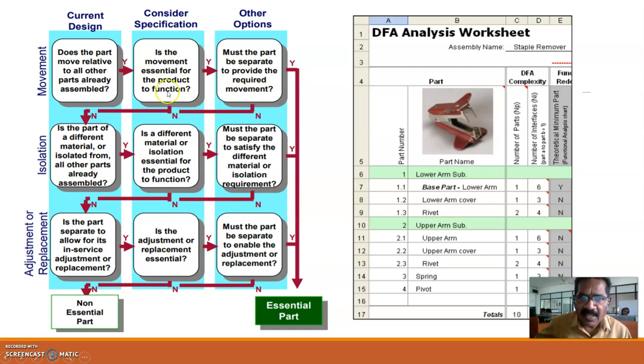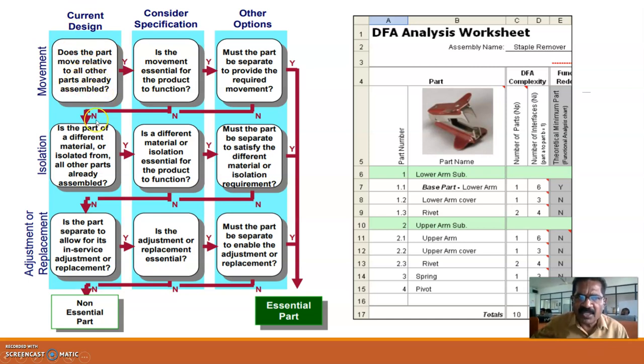So you critically question clearly whether this is required or not required, right? But suppose, let us say, does the part move relative to all other parts already assembled?